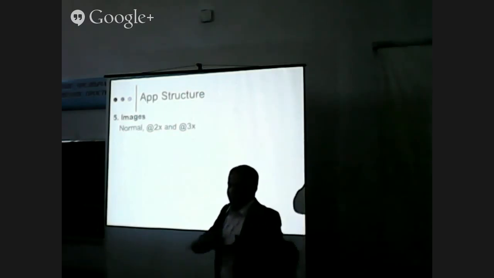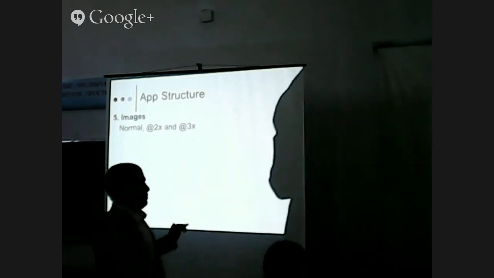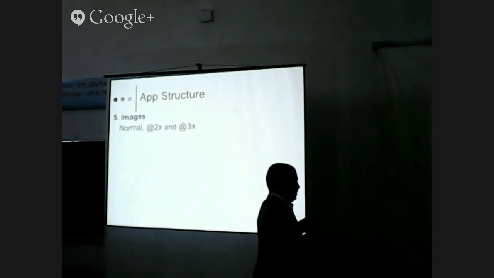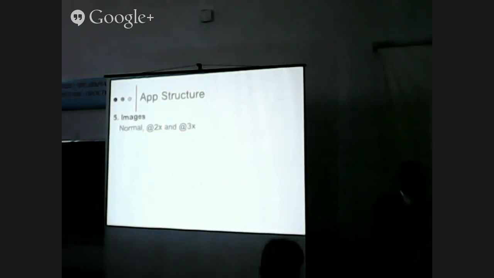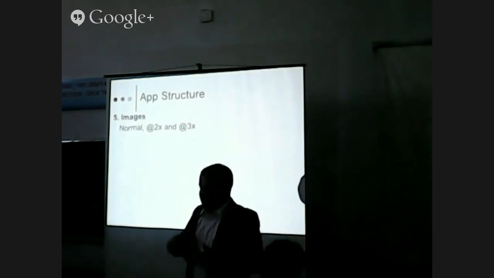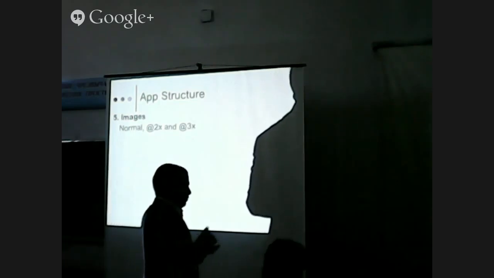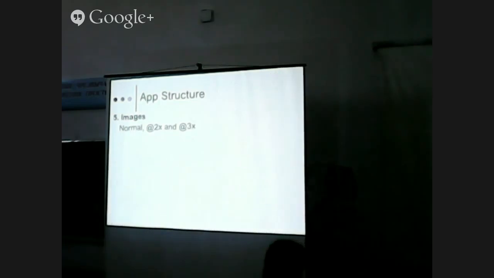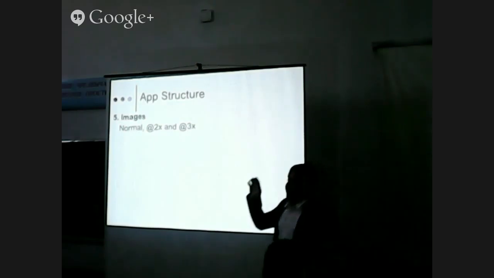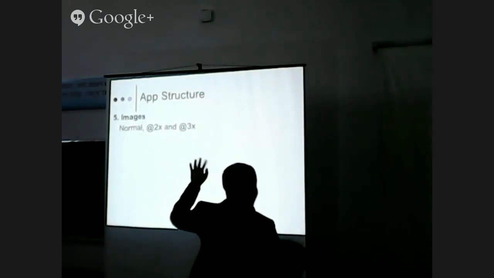One is the normal device, up to iPhone 3GS. The devices up to iPhone 3GS have what is called normal resolution. From iPhone 4, 4S, 5, up to 5S, it is Retina display. We call it Retina display. Up to 5S we will be using @2x.